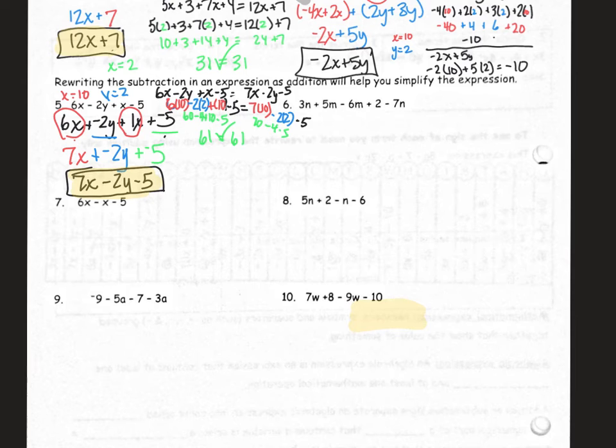So let me show you number 6. And I look through and I notice that number 6, again, there is subtraction. So my first step is I'm going to go through and change wherever I have subtraction to adding a negative. So I have 3n plus 5m, and then minus 6m is plus negative 6m, plus 2, and then minus 7n is plus negative 7n.